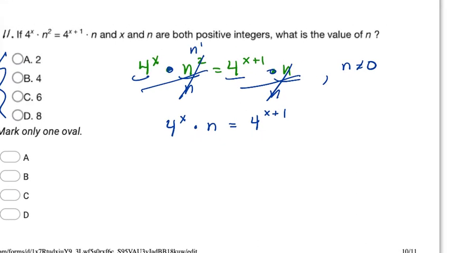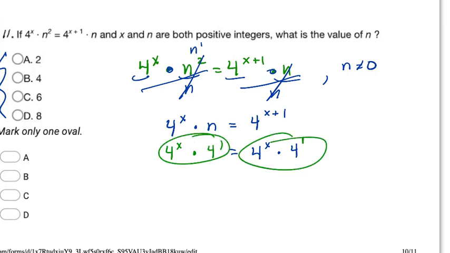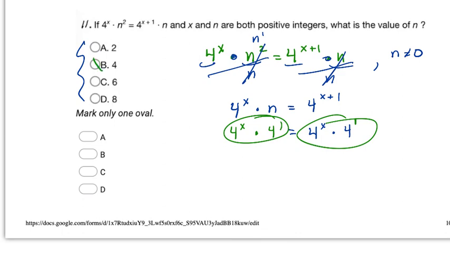And this 4 to the x plus 1, this is the same thing as this. Remember, when you have common bases, you add exponents. So 4 to the x times 4 to the 1 is 4 to the x plus 1. And therefore, I now know what this n has to be. It has to be a 4. And see how the left side matches the other side. So n must be a 4 to make those things equal.